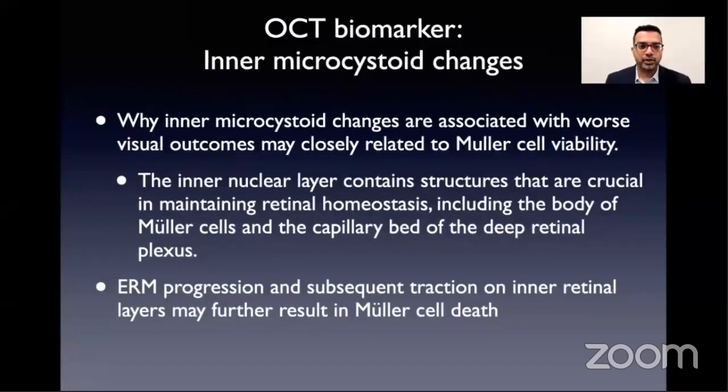So why would inner microcystic changes be associated with worse visual acuity? We think this might be closely related to Mueller cell viability. The inner nuclear layer contains structures that are crucial in maintaining retinal homeostasis, including the bodies of Mueller cells, and tractional forces from the epiretinal membrane may be further stressing Mueller cells. This may be especially important in surgical decision-making, where stripping of the internal limiting membrane may also be detrimental to Mueller cells. So potentially an interesting topic to look into and further study.